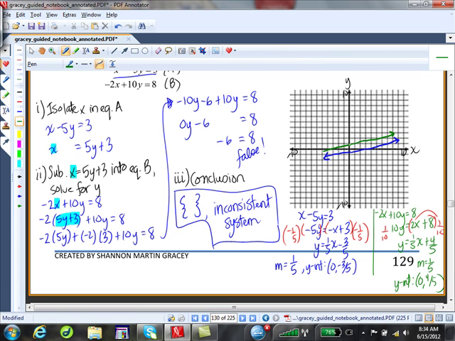It'll look something like this. So this one is named negative 2x plus 10y equals 8, and the blue line is named x minus 5y equals 3. They're parallel.